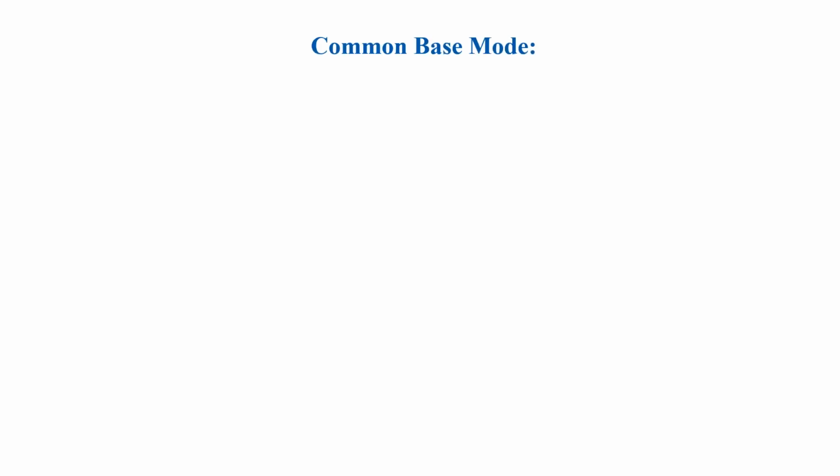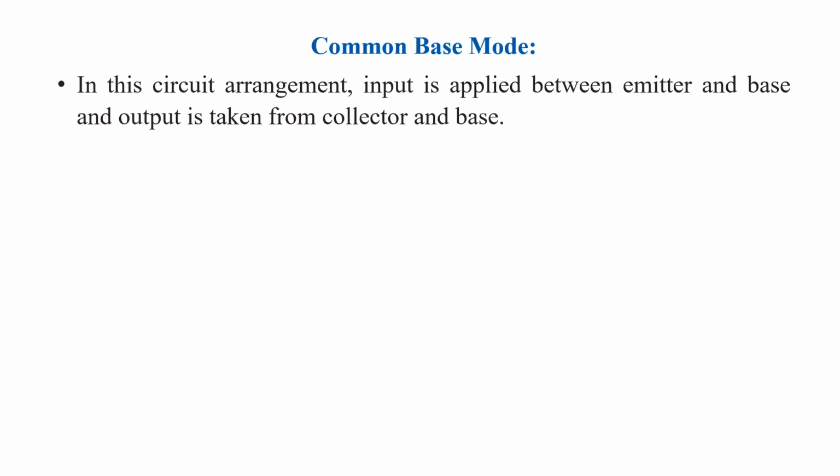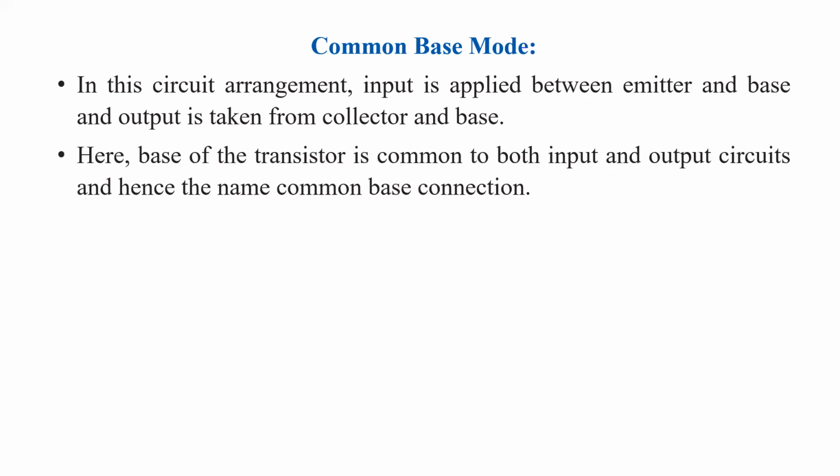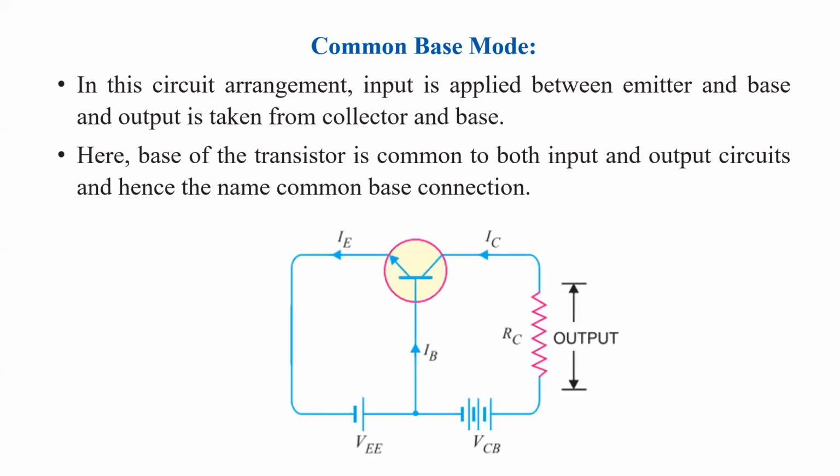Let us take the common base mode of connecting the transistor in a circuit. In this circuit arrangement, input is applied between emitter and base terminals, and output is taken from collector and base terminals. You can clearly see the base terminal is common for both input and output. So in this circuit, the base of the transistor is common to both input and output circuits, and hence it is called common base connection. So how does this common base connection look? This is the simple circuit showing the common base connection of the transistor.